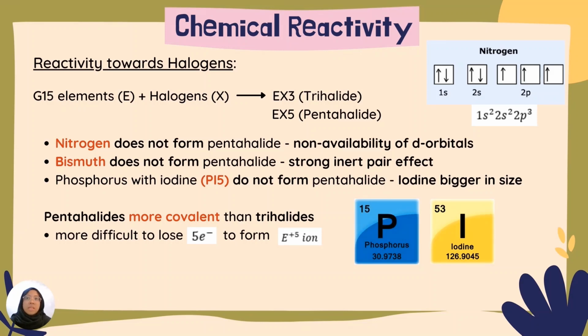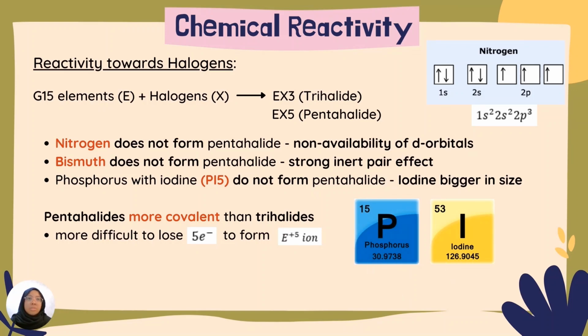Pentahalide of bismuth does not exist because of the strong inert pair effect, as the electrons in the s orbital are not available for bond formation. Phosphorus is not capable of forming pentahalide with iodine, PI5, because phosphorus cannot accommodate 5 atoms of iodine as they are bigger in size. So as you can see here, iodine is much bigger than phosphorus. You can refer to the atomic weight here.